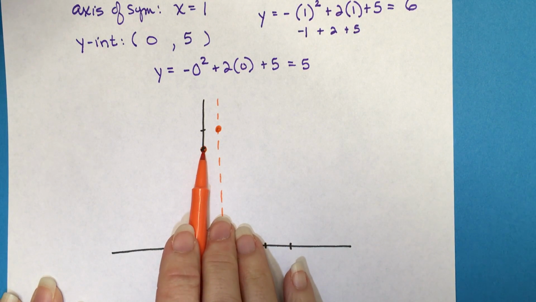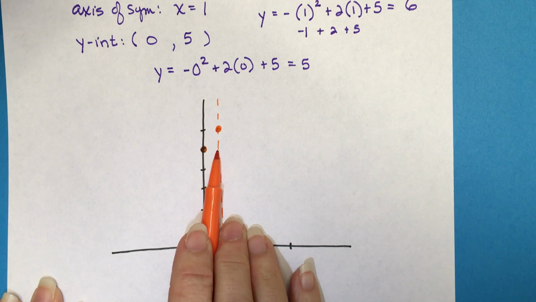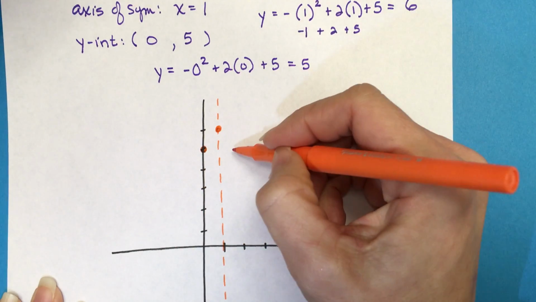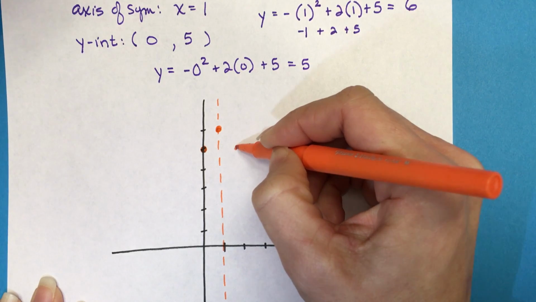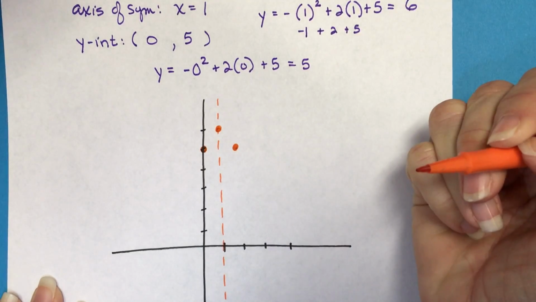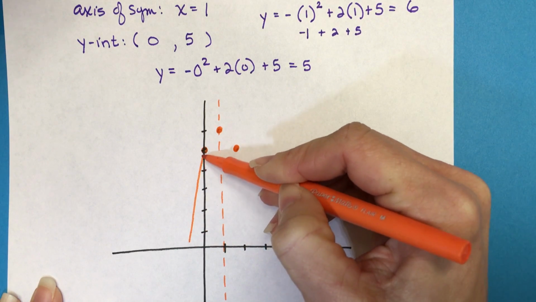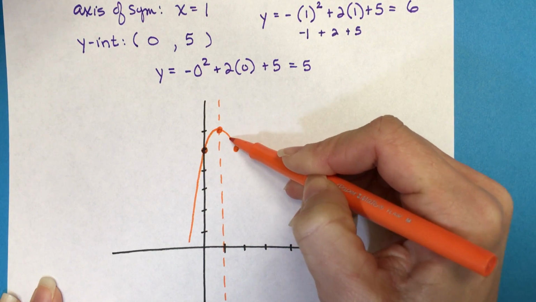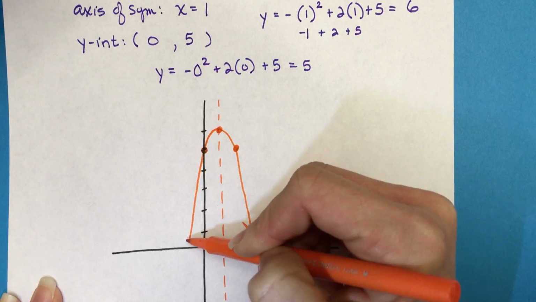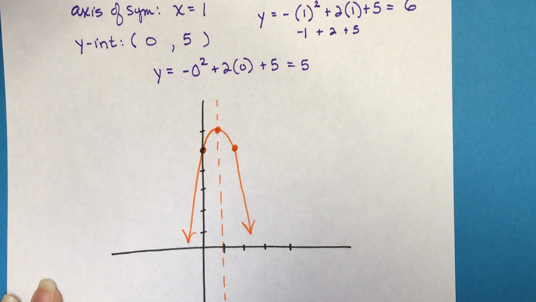So the distance from here to the axis of symmetry is just 1. So I'll go 1 unit on the other side. There's that point that matches it. And like I said, your parabola turns down. So there's your graph for that one.